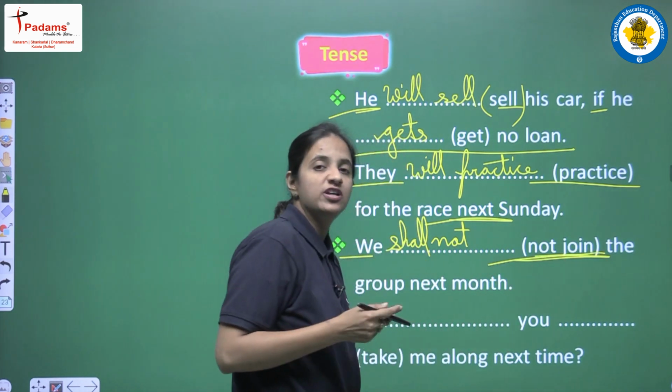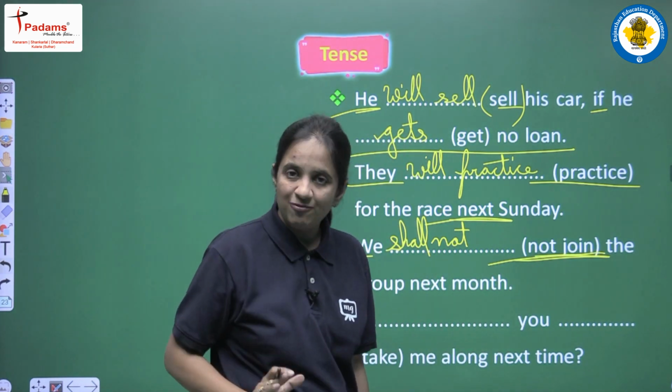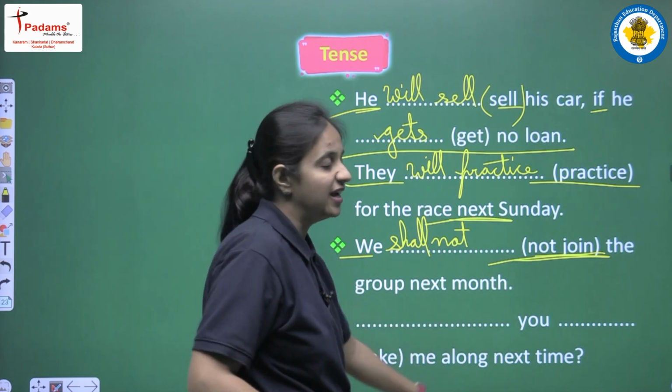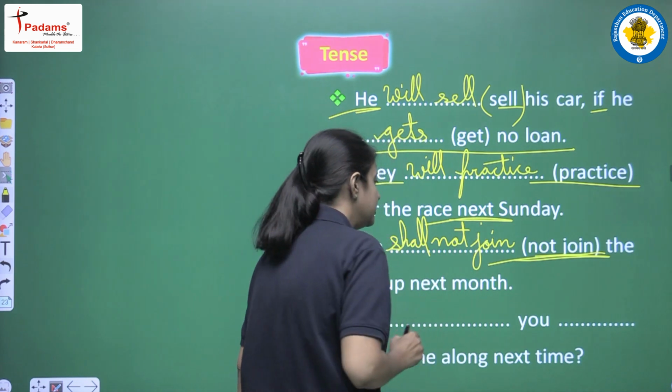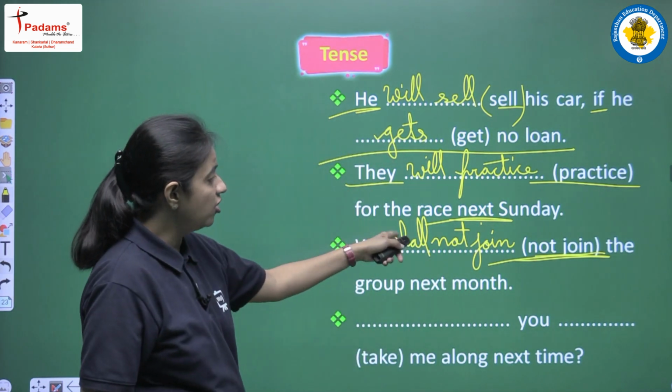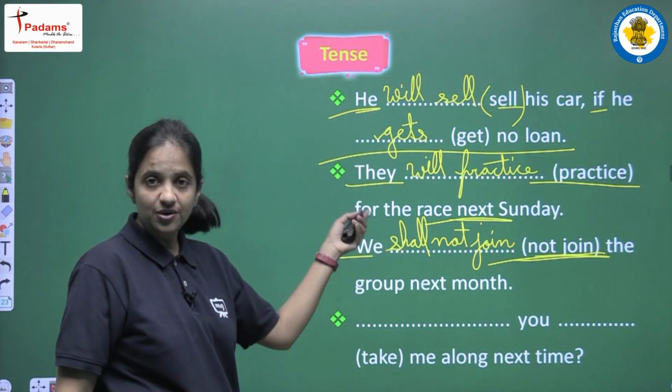In this tense we always use the first form of the main verb. The main verb that we have here is join, that is the first form only. So we will write join here, and the sentence will be: we shall not join the group next month.